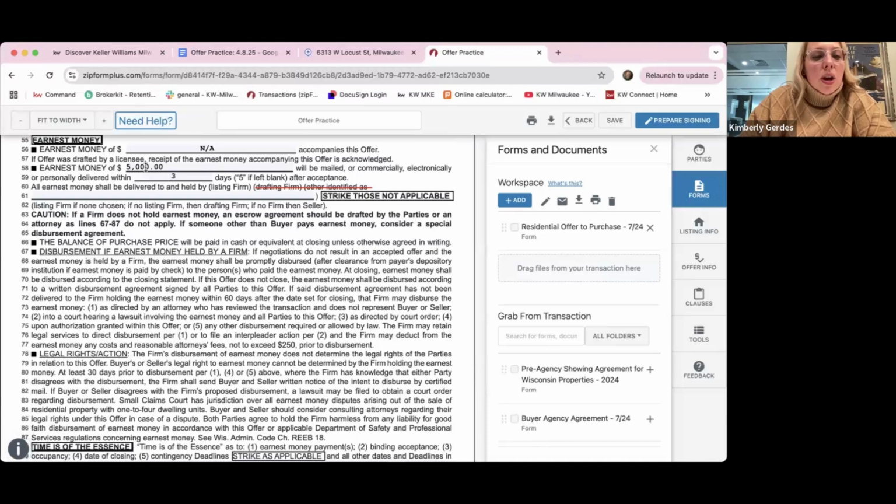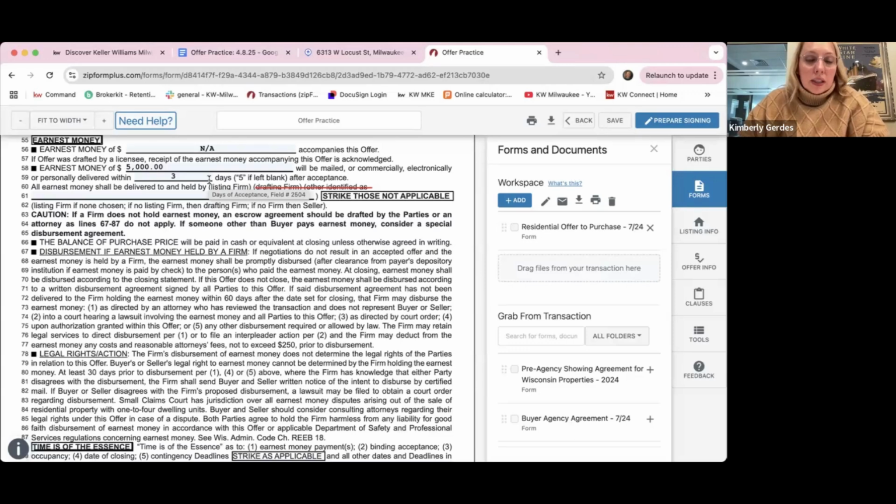Earnest money. So we are delivering $5,000 in earnest money within 3 days of acceptance. Again, our earnest money percentage, the assumption that we're making is the buyer wants to offer 2%. That is something, again, that as you are strategizing with your buyer, make sure that they are aware that that money is only given if the offer is accepted.